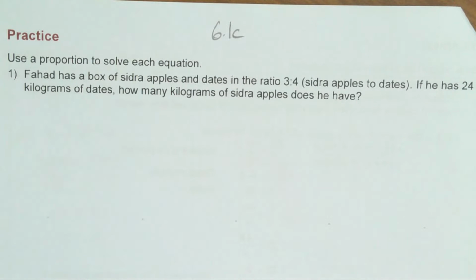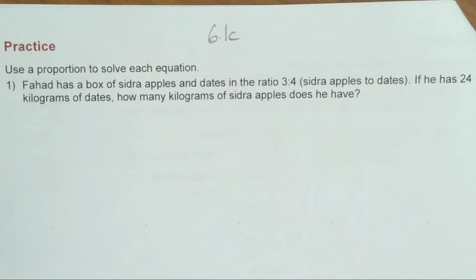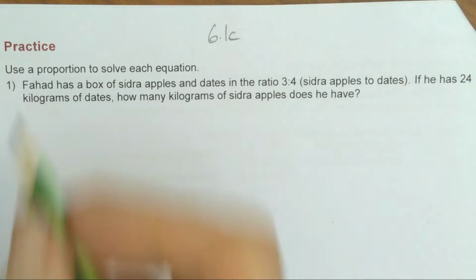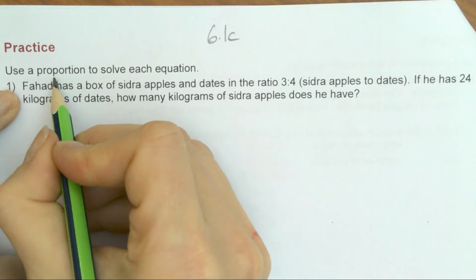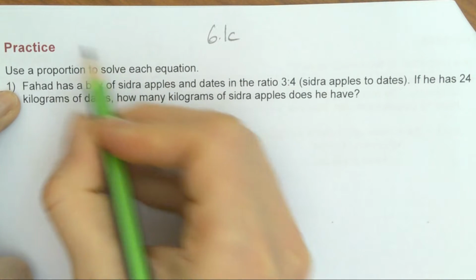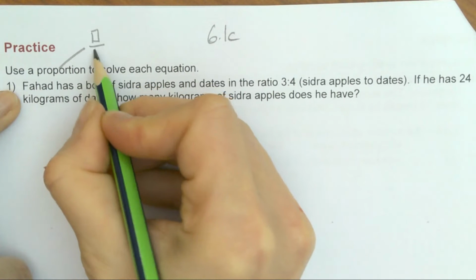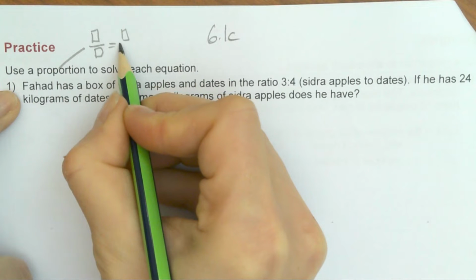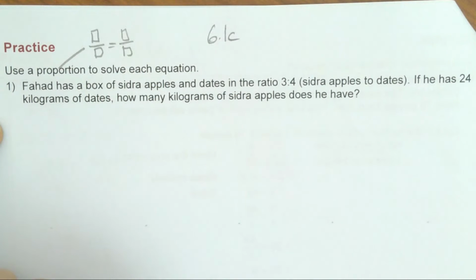Okay, so now we're still in 6.1c. Now we have problems to solve. And it says use a proportion to solve each equation. So a proportion is when we have two fractions or ratios equal to each other. So we need to make a ratio.